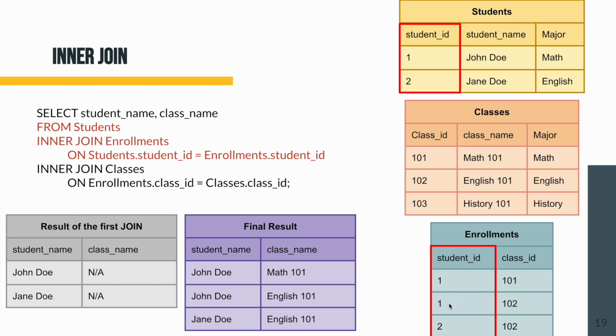Again, we have student ID 1, and when we match it to student ID, it's still John Doe, and then we're matching it to class ID 102, which in this case is English 101. And again, student ID 2, Jane Doe, class ID 102, and 102 is still English 101. So I hope this makes sense. If it doesn't, maybe pause this video a little bit and go over it by yourself.